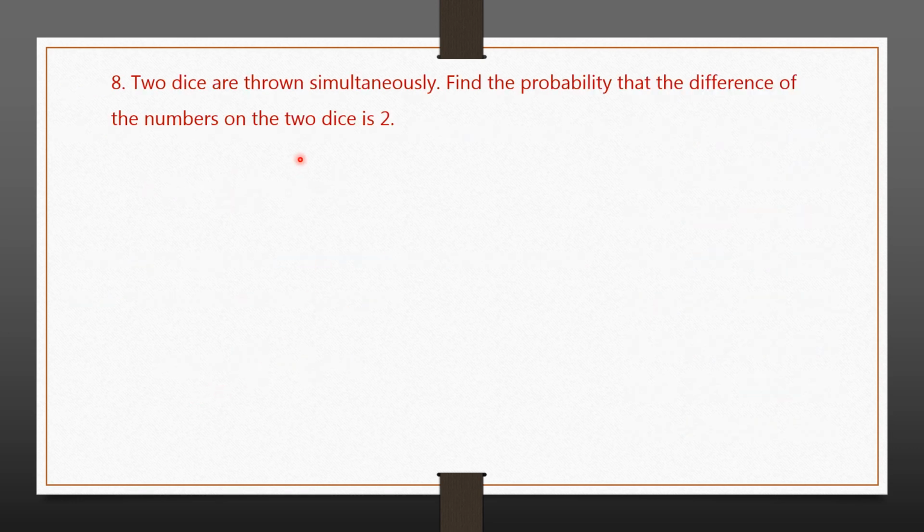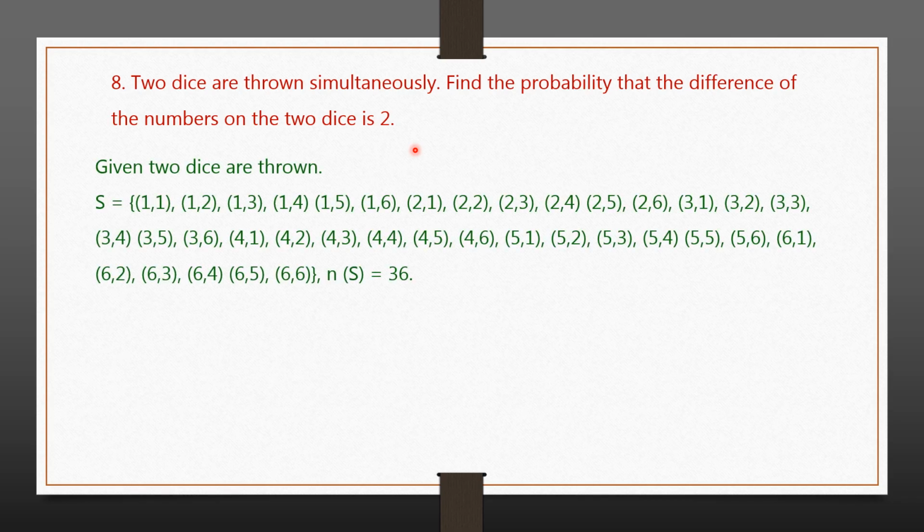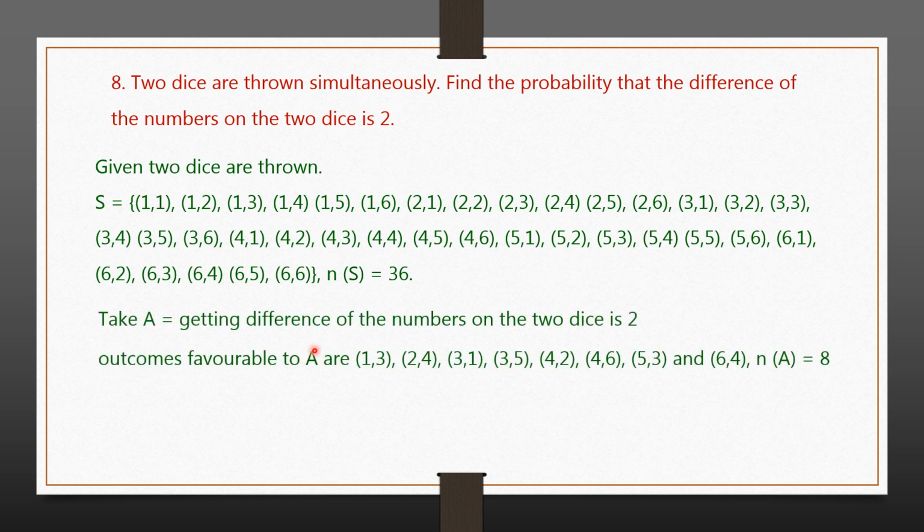Let's see one more problem. Two dice are thrown simultaneously. Find the probability that the difference of the numbers on the two dice is 2. Same model. Identify the random experiment, write the sample space. Take A as getting a difference of the numbers on the two dice equal to 2. You have to write the outcomes favorable to A.